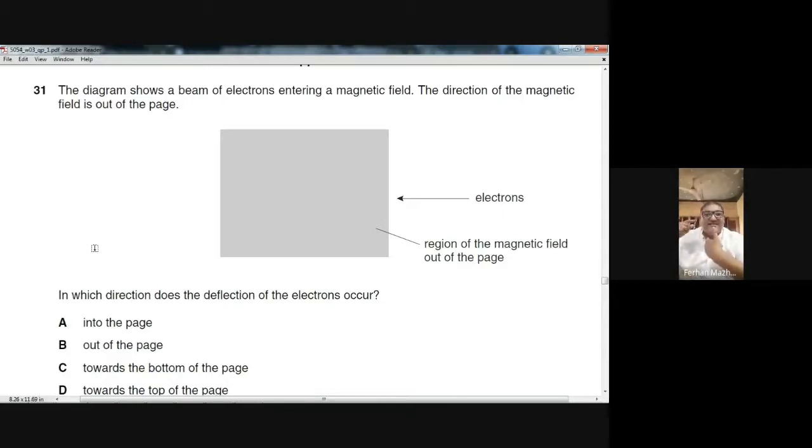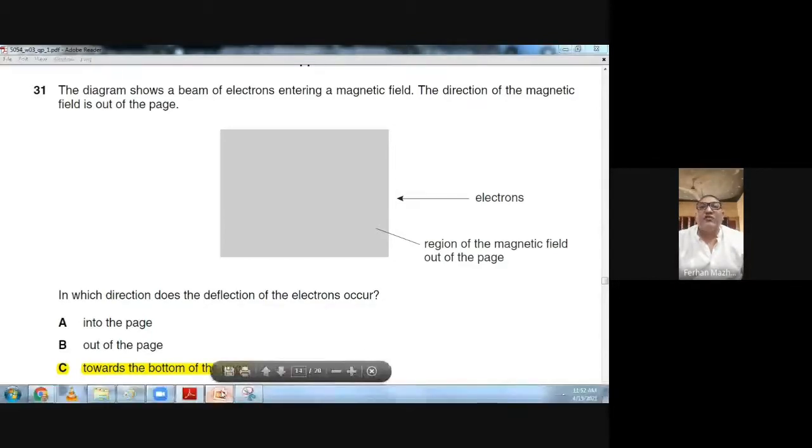But this law is not for the electrons. It's not about the negative charges. Here my thumb is pointing upward, but because these are electrons, they will be deflected downward, towards the bottom of the page. So I think question number 31, C is the option. I have also made this diagram to show you.